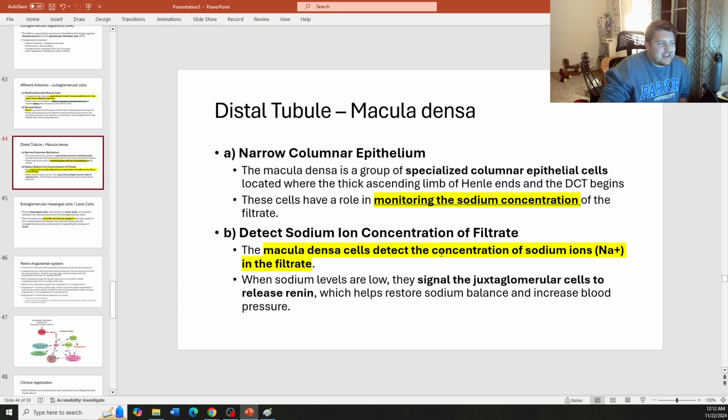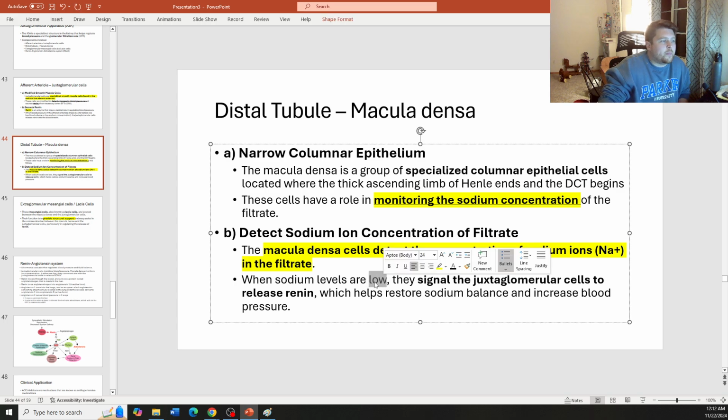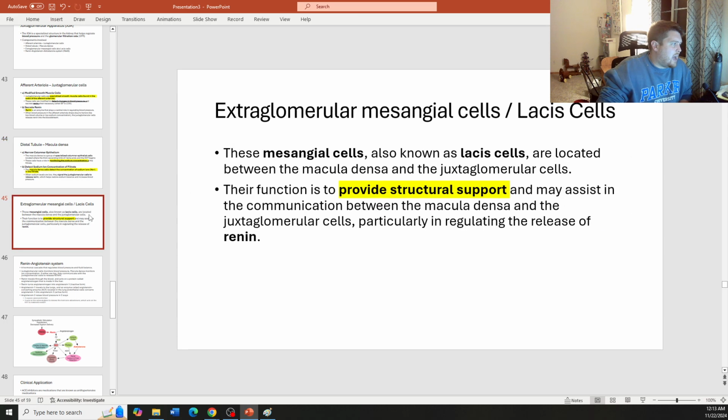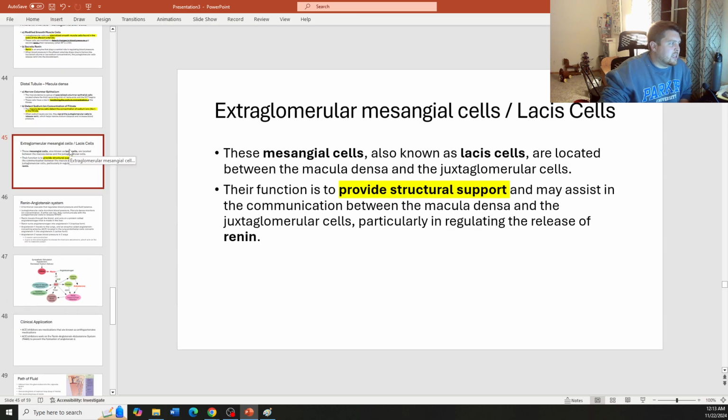If they detect that the concentration of sodium is not optimal, if the sodium levels are too low, which could also potentially correlate with low blood pressure, they're going to send a signal back to those juxtaglomerular cells in the afferent arteriole, also to release renin, which is going to eventually help restore the sodium balance and increase blood pressure. We're going to see how that happens when we get to the last step, that renin-angiotensin-aldosterone system.